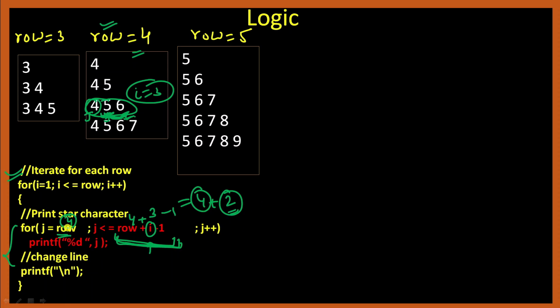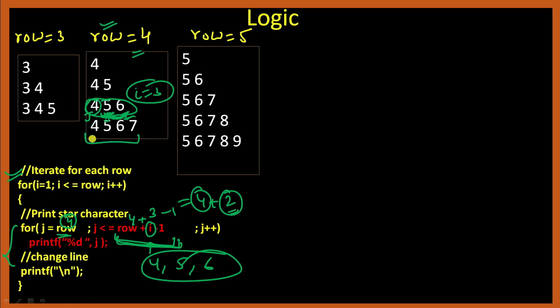So in that way, this will run 4, 5, 6 only this time. If we had not done this minus 1, then this would run for 4, 5, 6, 7 also. 7 would also be printed, right? We have seen that.